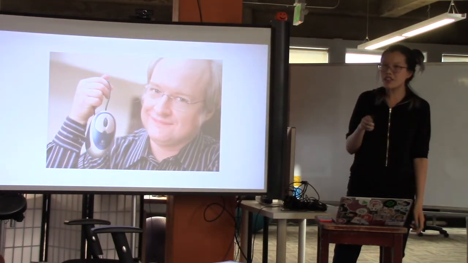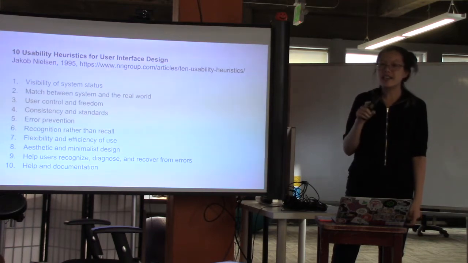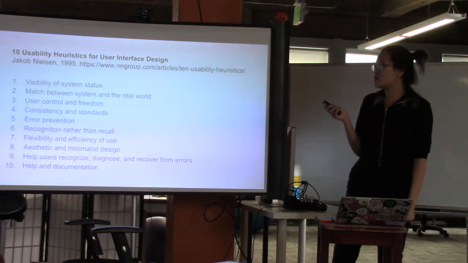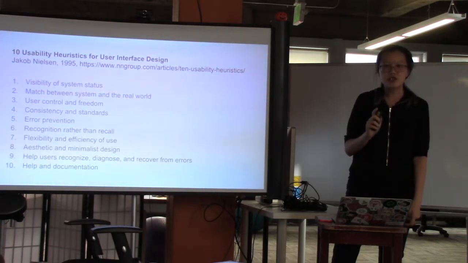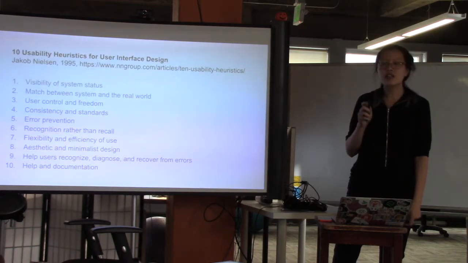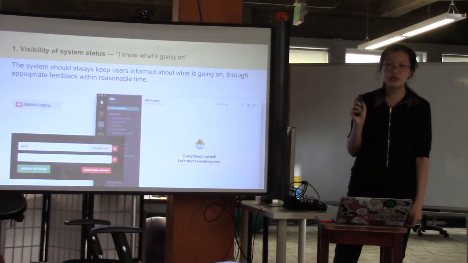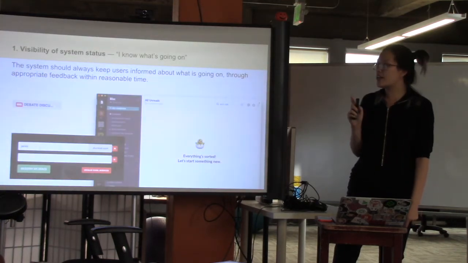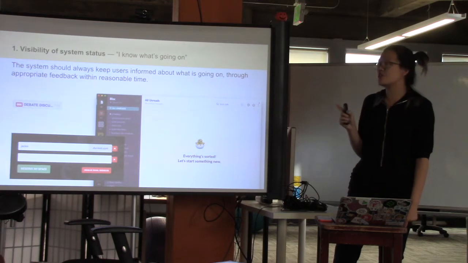What he did come up with, though, is a really good system for thinking about usability of user interfaces. He came up with this nice little list of 10 things to consider when evaluating, thinking about, and designing user interfaces to make them easy to use for people. So we're going to walk through each one of these with examples, and we're going to talk about how Bloc either succeeds in each one or fails in each one.